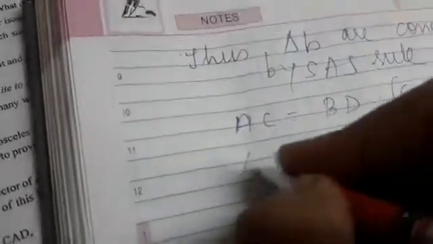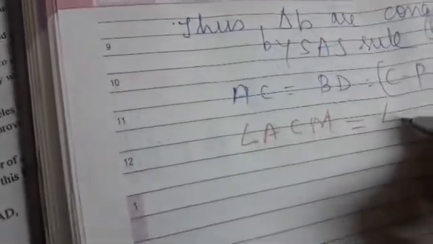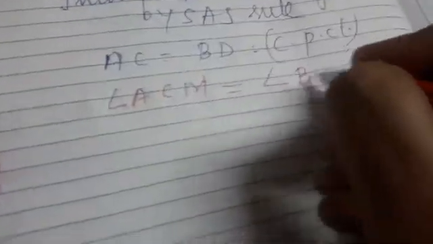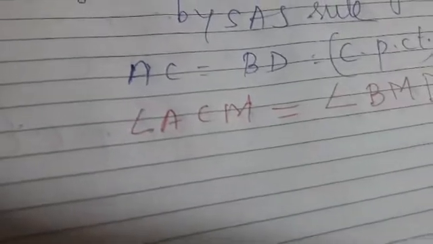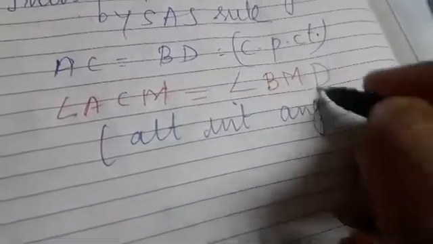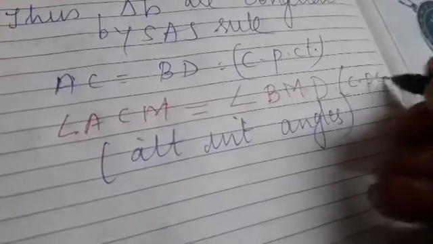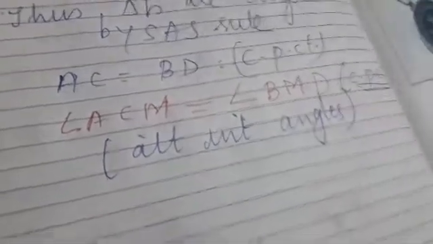So now what I'll do is I am going to write angle ACM is equal to angle BDM. Okay, and these are what type of angles, children? These are alternate interior angles and they are equal. And why are they equal? Because CPCT, corresponding parts of the congruent triangles.